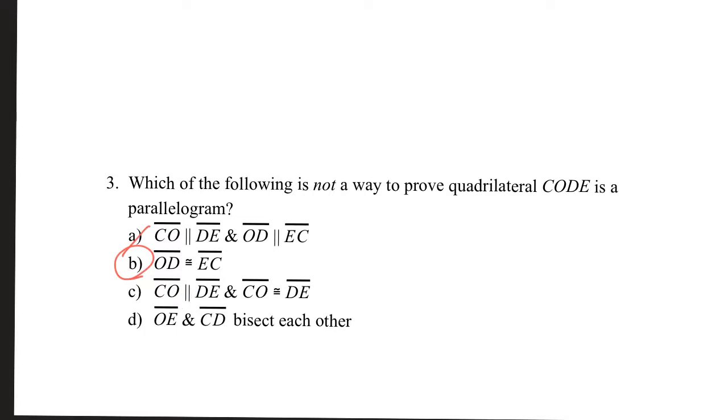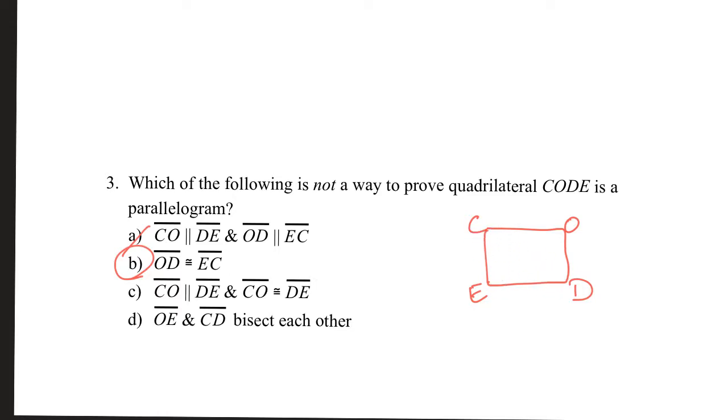OE and CD bisect each other. Well, let's see if those are diagonals. OE, that's one diagonal, and CD, which is the other diagonal. If you need help drawing this, just draw a picture for yourself. So you got C, O, D, and E. So now you can see that OE and CD are the diagonals.